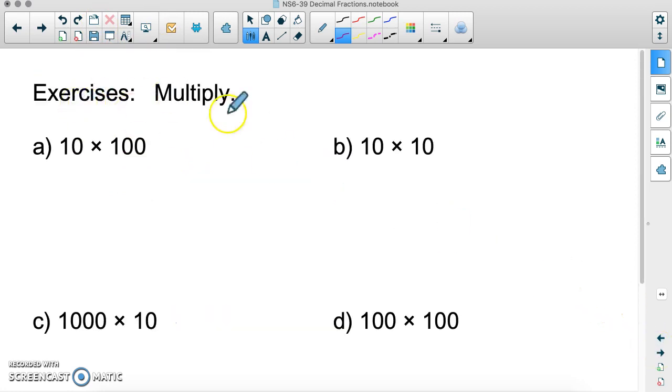So let's multiply here. So if I have 10 times 100, I have 1, and then I have 2 zeros here, so my answer is going to have 3 zeros in it. So 10 times 100 is going to equal 1,000. I want you to do B, C, and D on your whiteboards, and then you're going to resume your screencast.